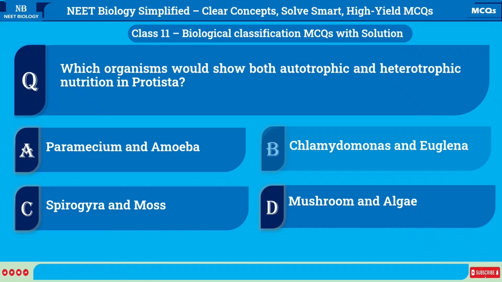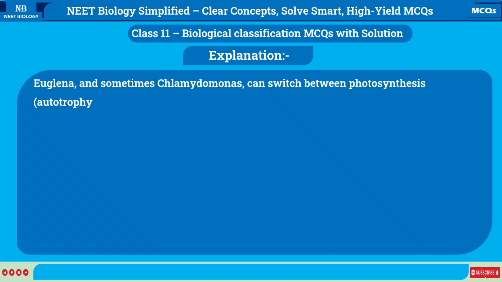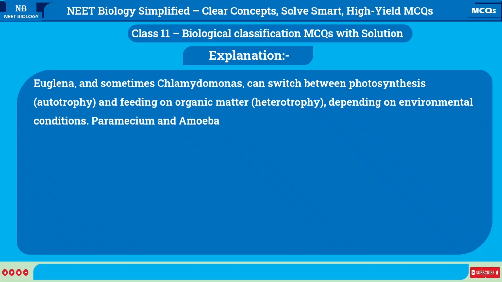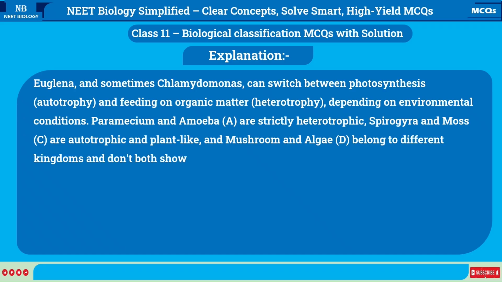Correct answer is B. Chlamydomonas and euglena. Explanation: euglena, and sometimes Chlamydomonas, can switch between photosynthesis, autotrophy, and feeding on organic matter, heterotrophy, depending on environmental conditions. Paramecium and amoeba, A, are strictly heterotrophic, Spirogyra and moss, C, are autotrophic and plant-like, and mushroom and algae, D, belong to different kingdoms and don't both show dual nutrition.